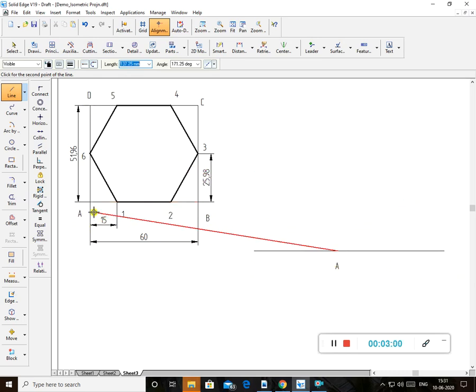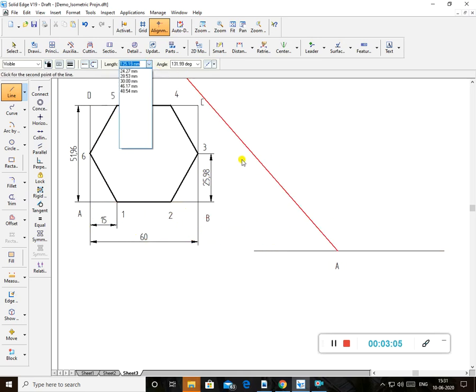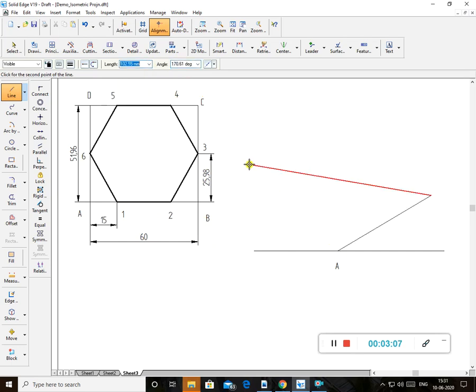Now I'll draw this AB. AB is 60, at an angle of 30 degrees. Then from here I draw AD with length 51.96. Here I'm doing it on the computer, that's why I'm taking the value. But in manual drawing, you have to set the compass to the distance A to D, keep the pointer of the compass on A, and transfer it. So this is the box.